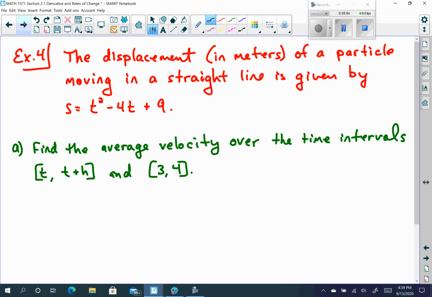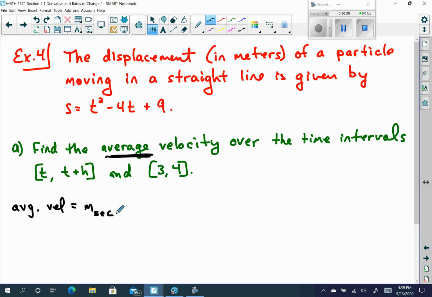All right, so here we're looking at the displacement in meters of a particle moving in a straight line, given by s equals t squared minus 4t plus 9. We want to find the average velocity. So remember, average velocity is equal to the slope of the, what kind of line? Secant line. So pause the video to copy this down. Find the average velocity over the time intervals t to t plus h and 3 to 4.